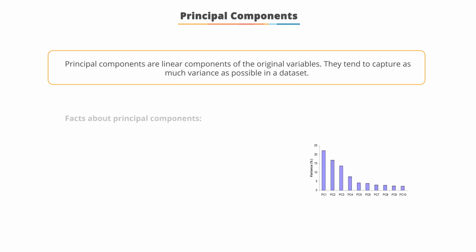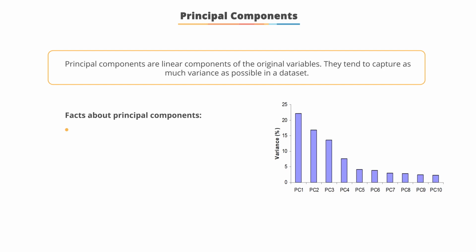So what we need to know about principal components is that they're summary variables. And what that means is they're trying to summarize or represent another group of variables.